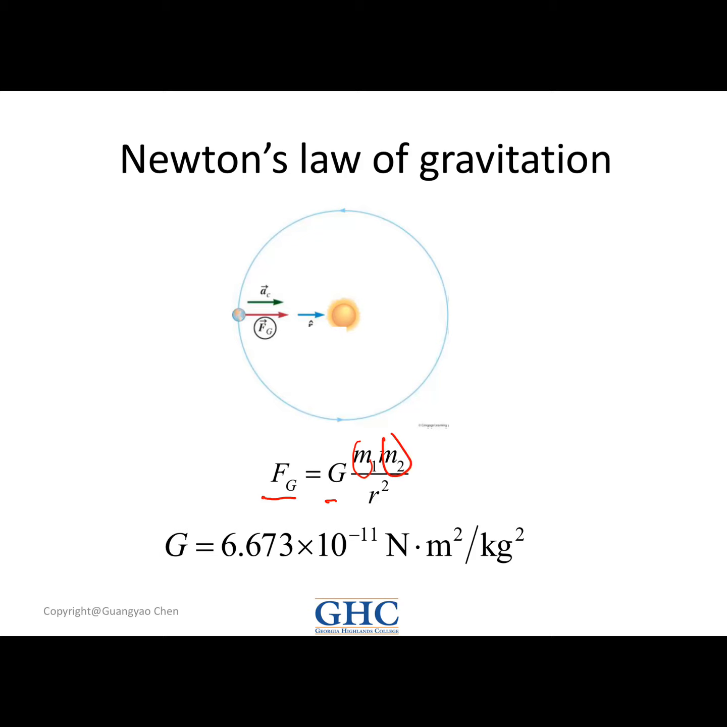And G is a universal constant, 6.67 times 10 to the negative 11. Now, notice this is a very, very small number, and G has to be determined experimentally.